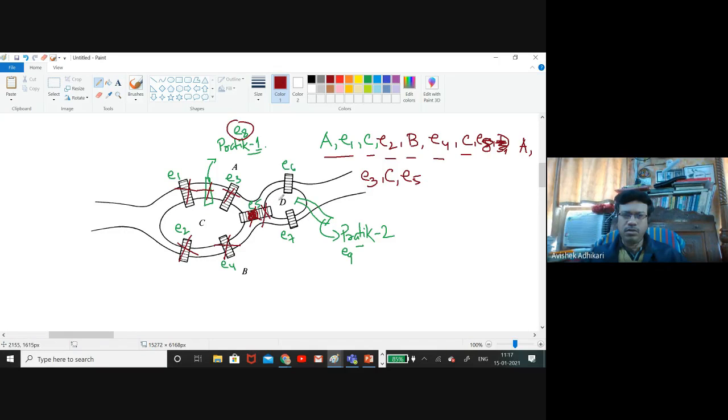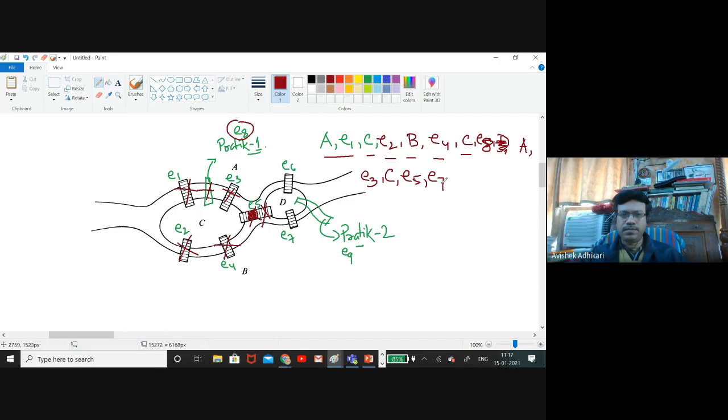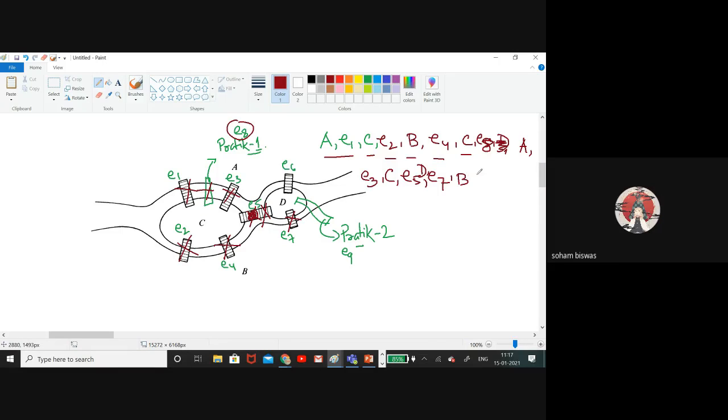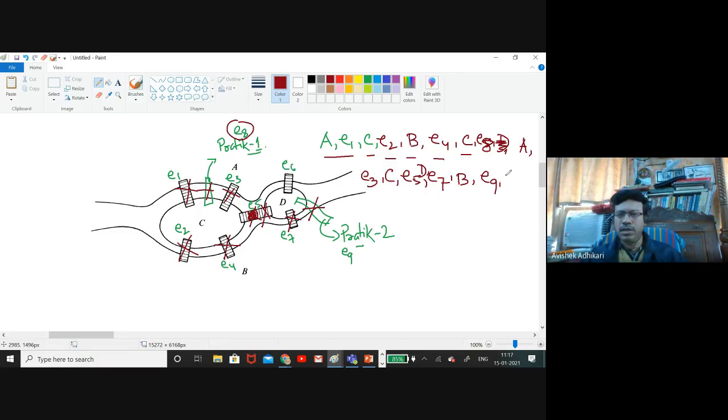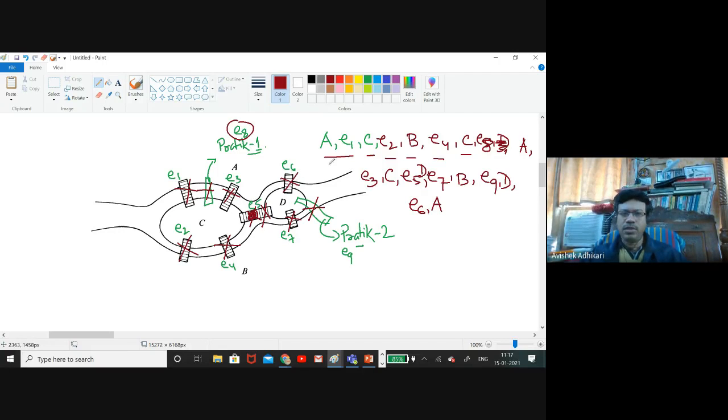That means now it's gone. Then E7. Before that it was in D. Then E7 means you are in B. Then you take E9. That means this is also gone. Now you are in D. And then E6. So then we can come to A. So you have exhausted all the bridges and you come back to the position A once again. As a result, the problem that we had is basically solved.